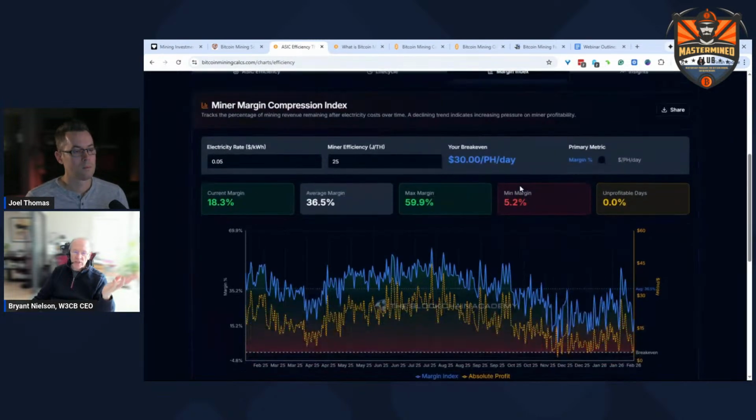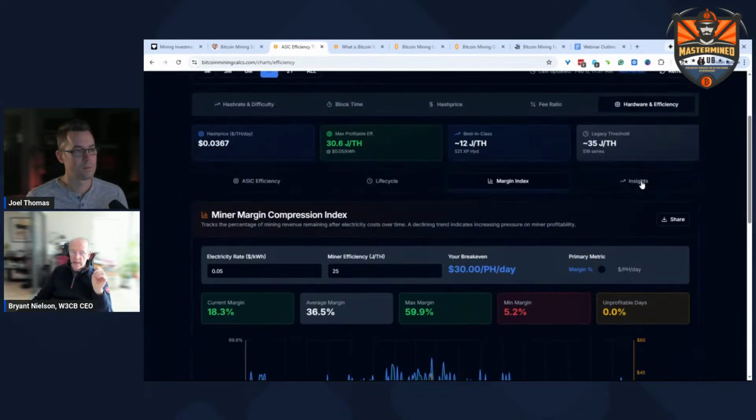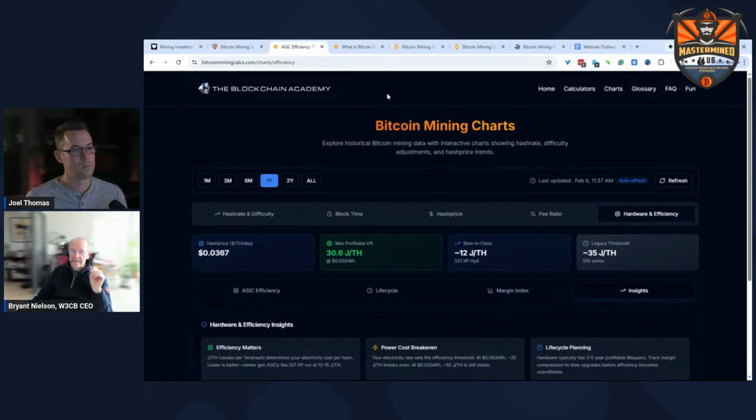This is the margin index. Again, it allows you to compare your mining efficiency with your electrical rates and to determine where and when you have a profitable situation. And again, as always, we try to provide insights. But that's this particular simulation.